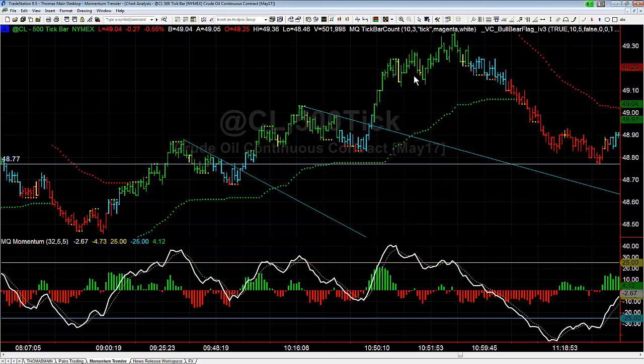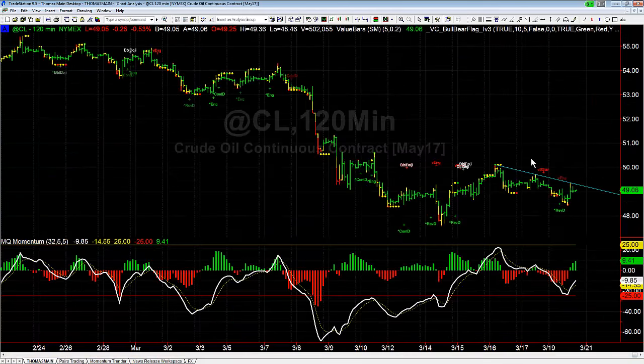Now, where crude ended up stopping is actually where we expected it to stop. If you look at your 120-minute price chart here, we had drawn a trend line going across our highs for resistance. And we said, okay, if we're going to keep moving, it's going to need to break through the trend line. If it hits the trend line and cannot break through it, we're going to look for it to go back into consolidation, which is exactly what it ended up doing.